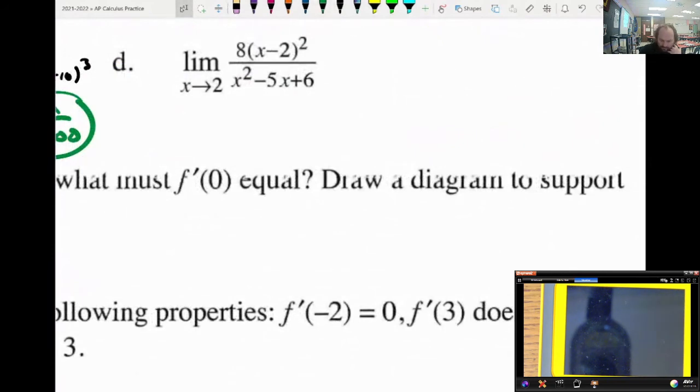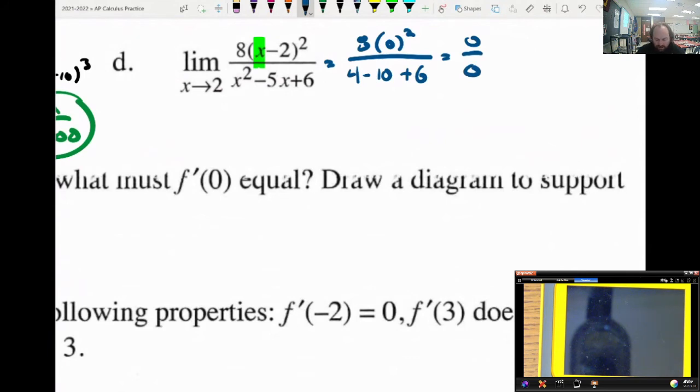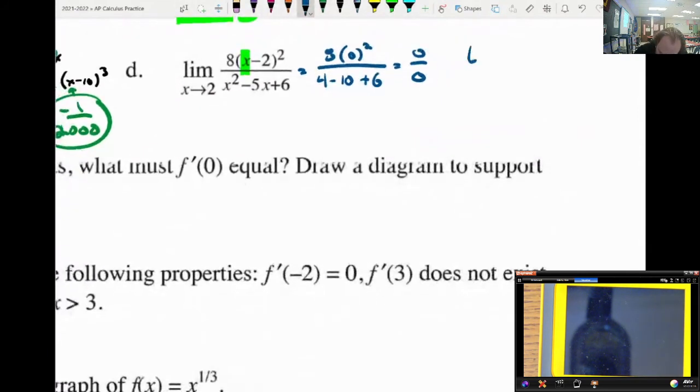Right away, I noticed that if I plug in 2 on the top, you get 0. So this is 8 times 0 squared on the top. On the bottom, you get 4 minus 10 plus 6, which is also 0. So because we get 0 over 0, we can say that L'Hopital's rule applies, which is a good thing to write down to your AP exam reader so that they know what you're doing. Now we're going to look at the limit as x approaches 2 of the derivative of this.